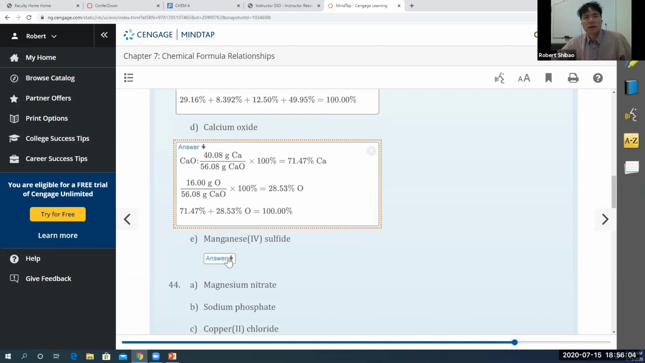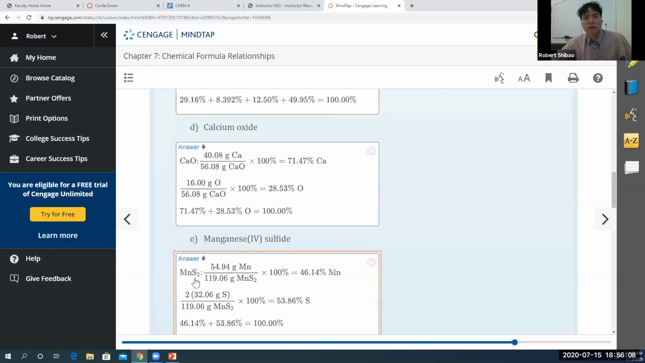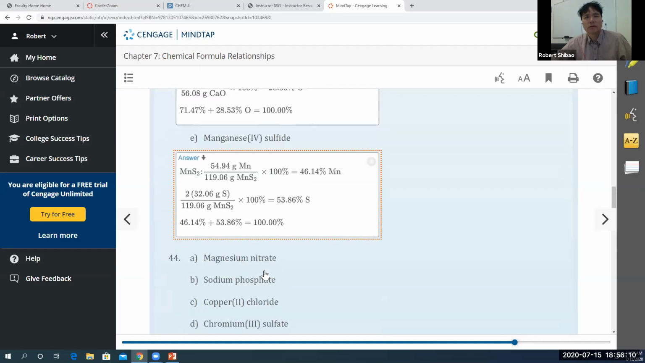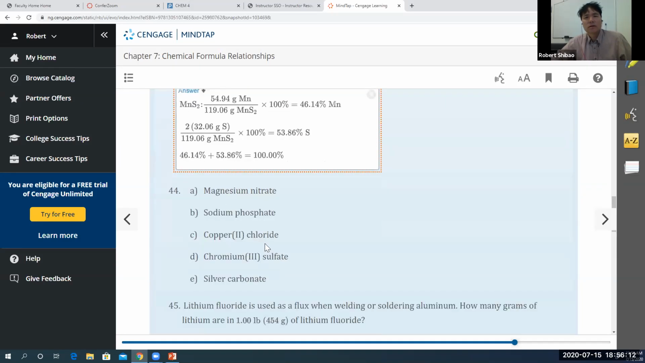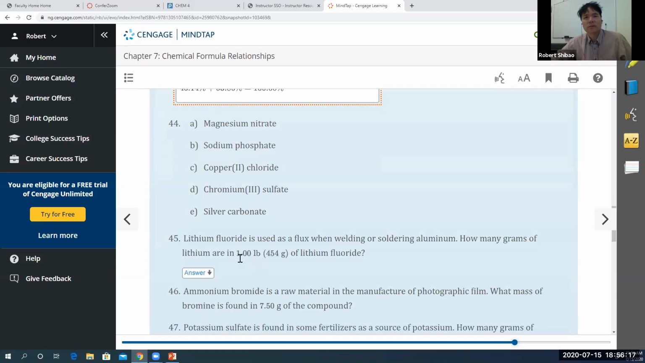Manganese(IV) sulfide, MnS2, 1 manganese, 2 sulfurs. Okay, so this is just extra practice for nomenclature, and we could do these as well, but if you feel comfortable with those, just in nomenclature, you can move on here. Magnesium nitrate, MgNO3, et cetera, et cetera.